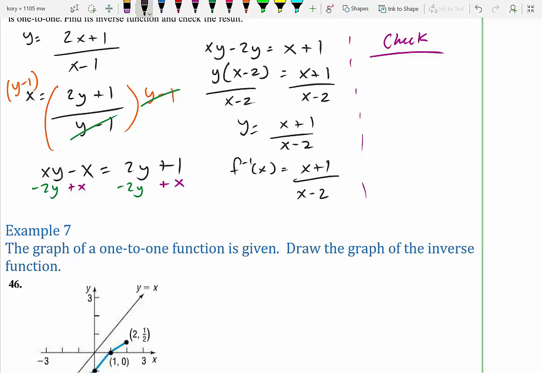Before we check, do you have any questions on how we found the inverse? That's the most important thing today right here. It's just finding that inverse. Comfortable with that? All right.